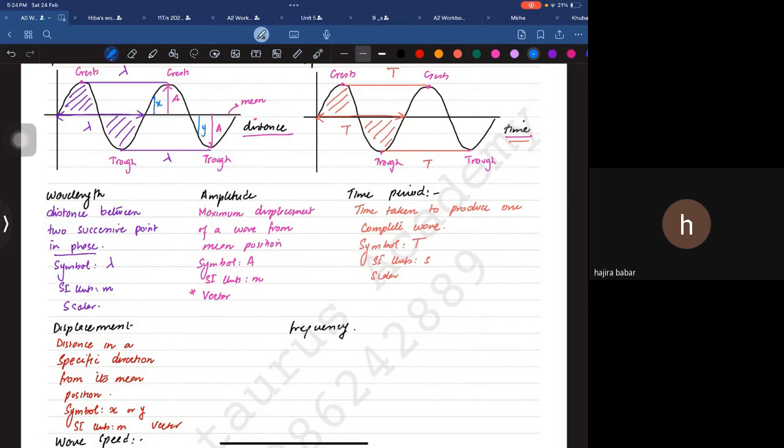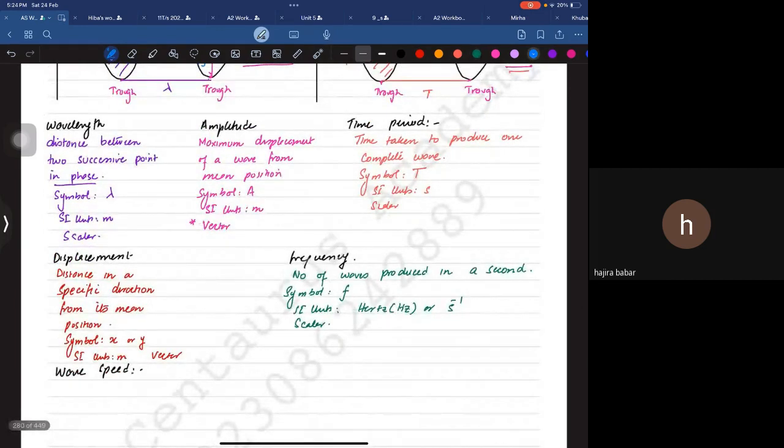Finally, we have frequency, and about frequency, we can write it is the number of waves produced in a second. So the symbol for frequency is this italic f. SI units are hertz, Hz, or simply second minus 1. Same thing. Again, this is just a count, so it has to be scalar. And the connection between time period and frequency is given by frequency equals 1 over time period, like that.